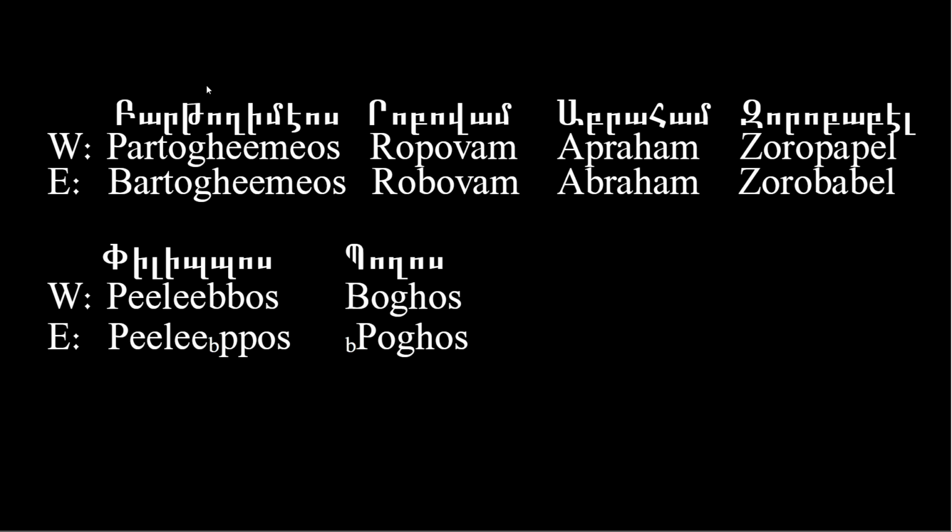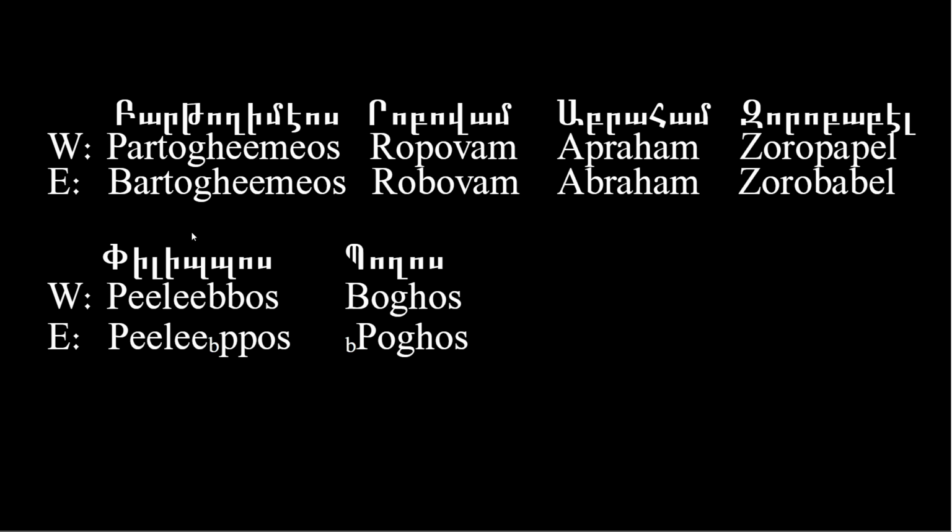So here let us see this name, Bartholomew, in Western Armenian is Bartolomaios. Eastern, Bartolomaios. This name, Rehoboam, in Western Armenian, Robovam. In Eastern, Robovam. The name Abraham, in Western Armenian, Abraham. In Eastern Armenian, Abraham. Name Zerubbabel, in Western Armenian, is Zoropapel. In Eastern Armenian, if I use the same spelling, it would be Zorobabel. However, the Eastern Armenian spelling is actually different for this particular name.